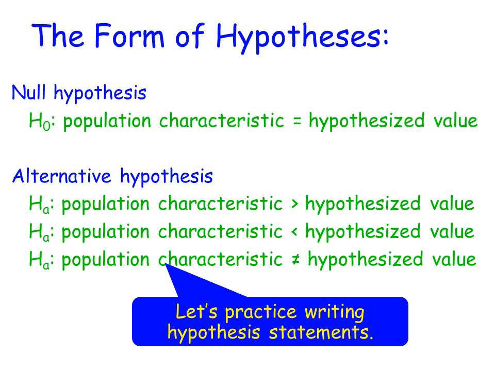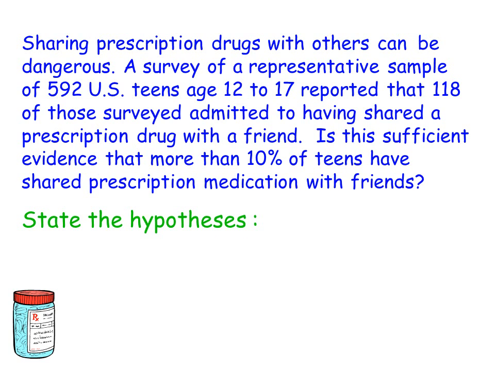We're going to practice writing some hypothesis statements. Sharing prescription drugs with others can be dangerous. A survey of a representative sample of 592 U.S. teens aged 12 to 17 reported that 118 of those surveyed admitted to having shared a prescription drug with a friend. Is this sufficient evidence that more than 10% of teens have shared prescription medication with friends?